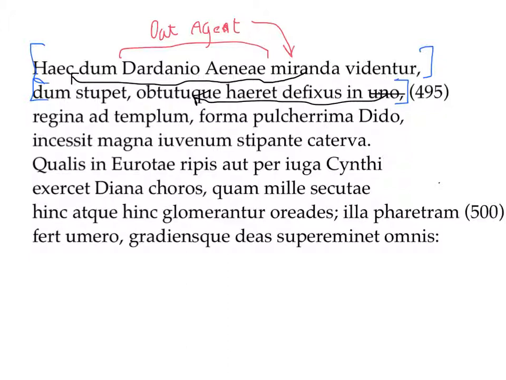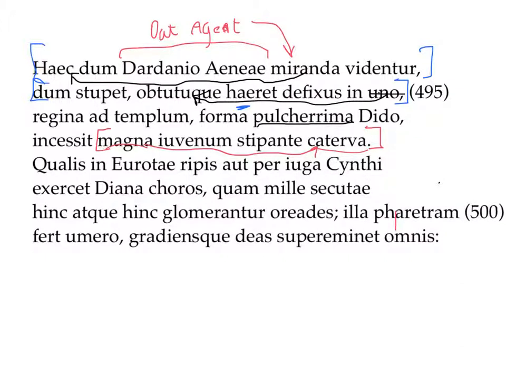The queen, Dido, very beautiful in form. Here we have an ablative of respect, all right, in her figure. She approached to the temple with a great crowd of young men pressing around. Here we have an ablative absolute. And you can see the great crowd of youths gathering around as magna caterva surround juventum and stipante. Alright.